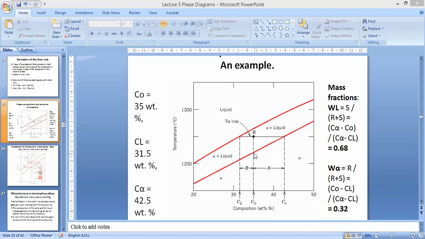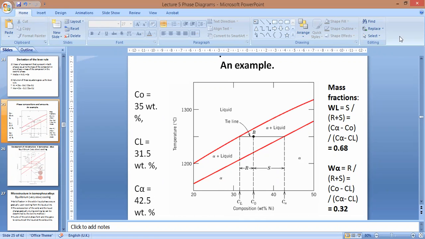So a question would be, what happens on this line? How does the structure look like? We'll look at that as we go forward. Any questions up to this point? Charles, is it clear?